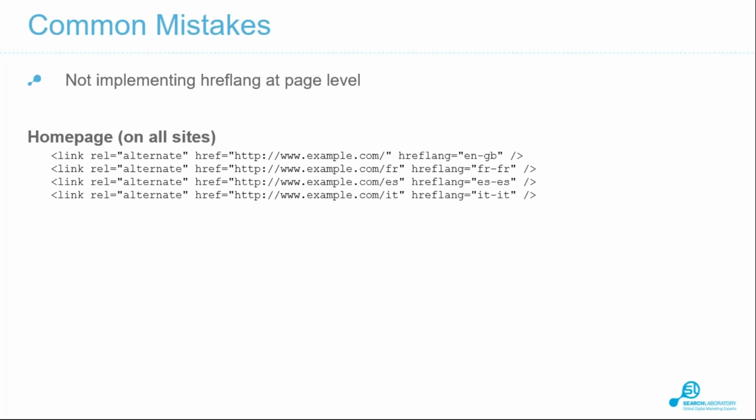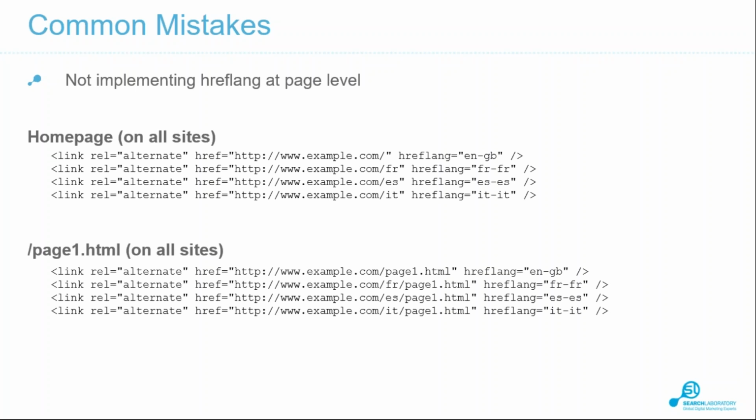So this is the code that we would see on our home page, on all our websites. We've got our hreflang references. And this is the code that we would see on our page1.html, for want of a better example. So you'll notice that the href reference right in the middle of that code has changed, so it references the exact page level alternate rather than simply referencing the home page on every single page throughout the website, which we have seen in some instances.